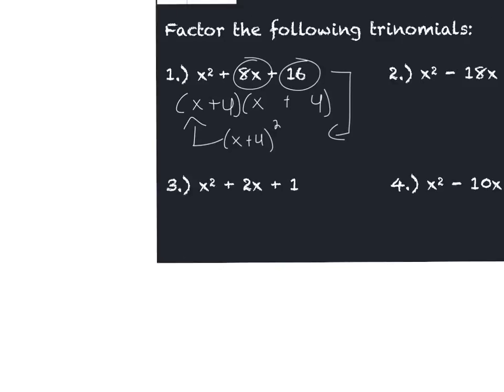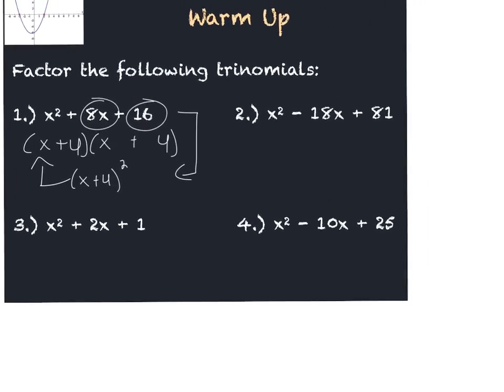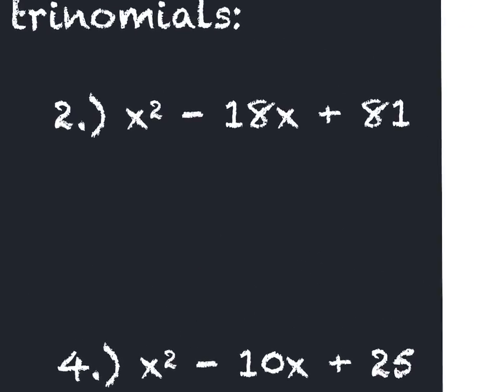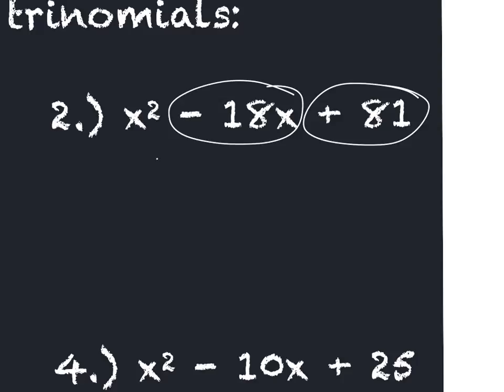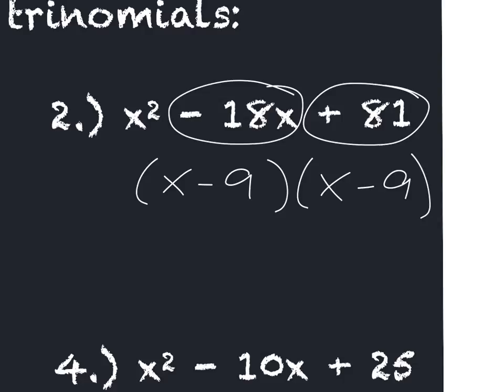Here's another example. Actually, let me do 1 and 2, and then in class we'll do 3 and 4. Here's another example of a perfect square trinomial. Here, we need to think of two numbers that multiply to give us 81 and add to give us negative 18. And that would be negative 9 and negative 9. But you see, both factors are the same. Therefore, this is a perfect square trinomial. All right? We could write this as x minus 9 squared.